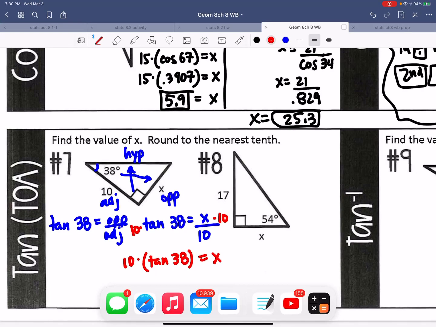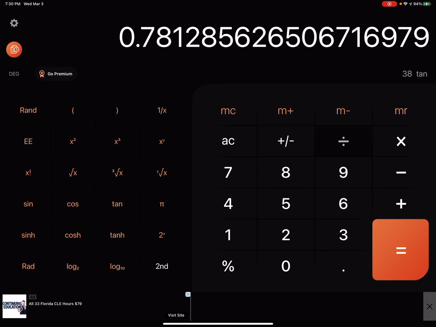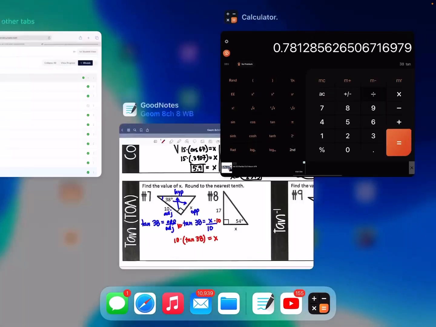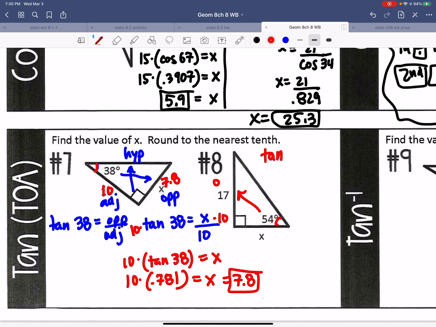Okay, so let's find out what the tangent of 38 is. We get 0.781. So when we multiply that by 10, we get 7.8. Okay, so when we plug this in, we're like, oh, okay, yeah, I was expecting a number around 10. That's another leg. And since this is a small angle, I was expecting something smaller than 10. That's what I got.